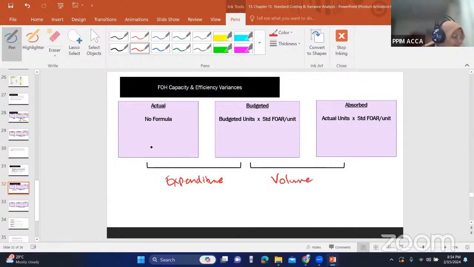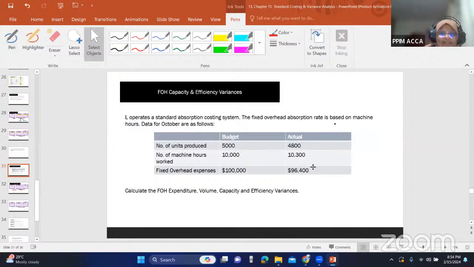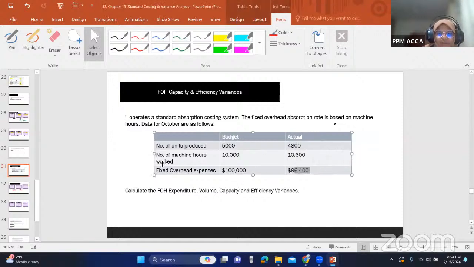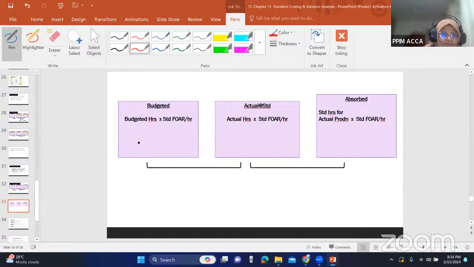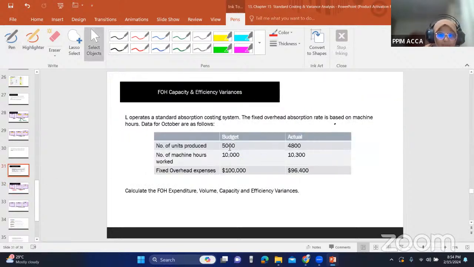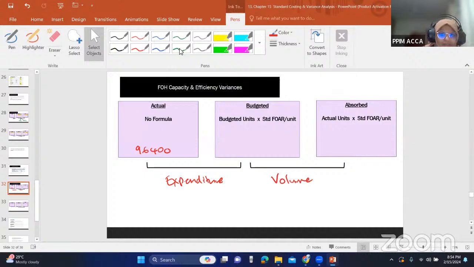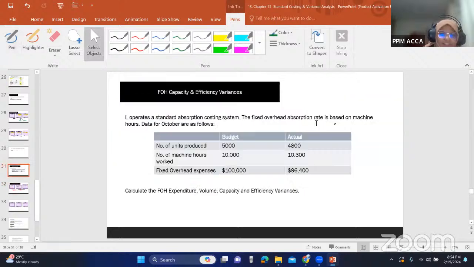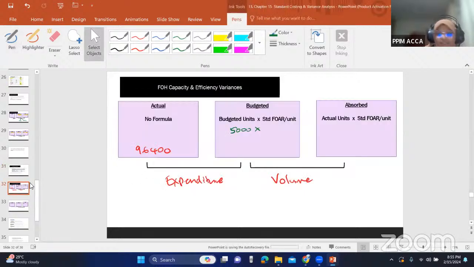Actual overheads that you incurred, there is no formula. It has to be directly given in the question. It's given here. Actual fixed overhead is 96,400. Budgeted units into standard FOAR per unit. So let's go here. Budgeted units is how much? 5,000. So let's write it down. Standard FOAR we don't have. Actual units was 4,800. So that also let's write it down.